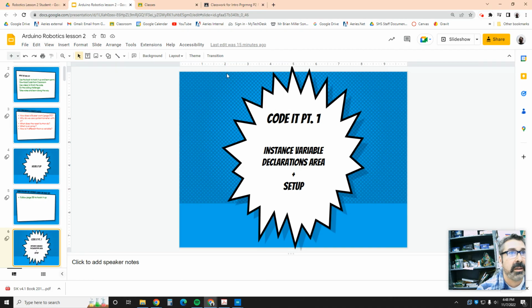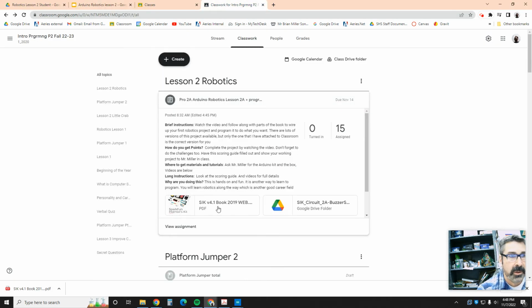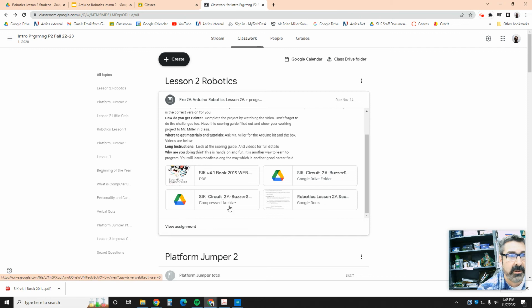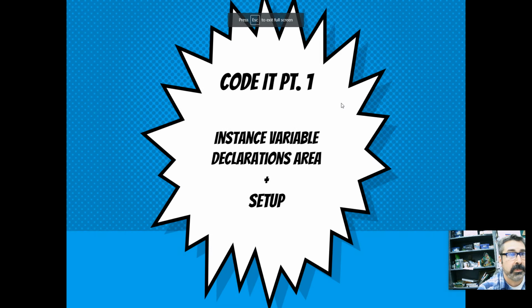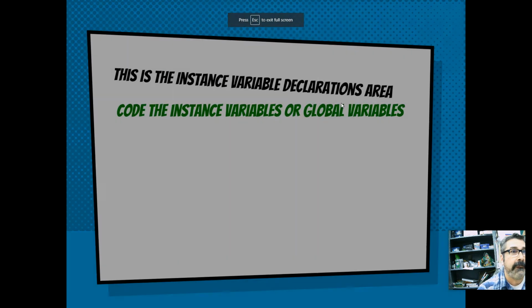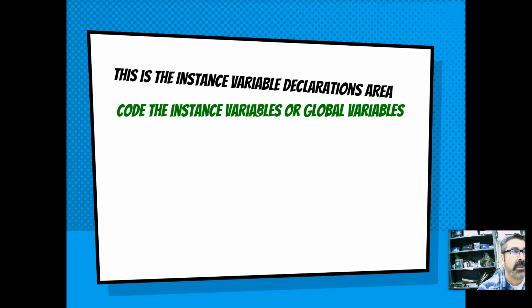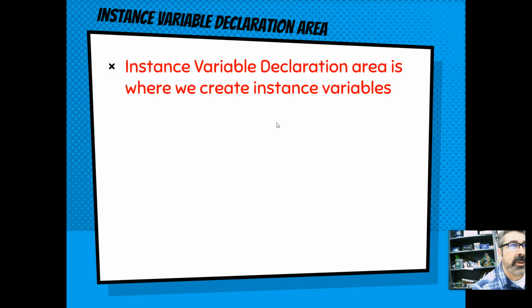So we're going to go over here. This is the same thing. So get that code and open it up, and we're just going to start looking at it and completing it. All right, let's go. Okay, so code the instance variable or global variable. So you have these things called instance variables or global variables. So the instance variable, write this down in your notes.